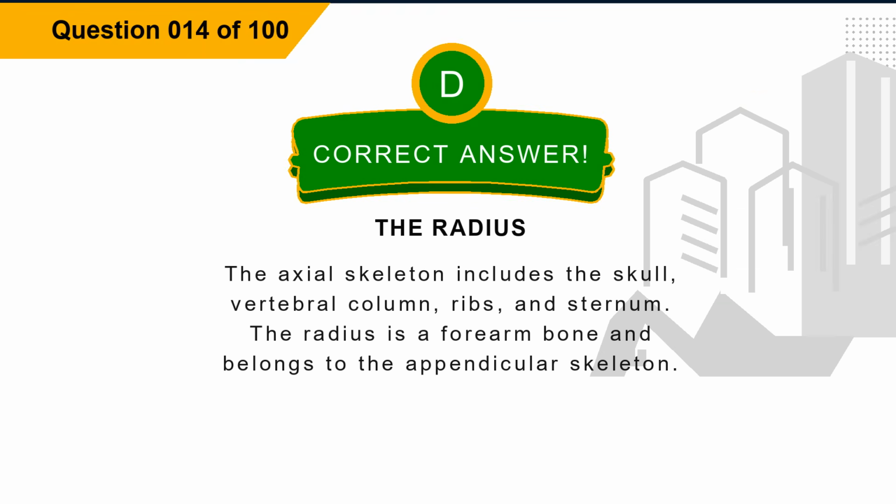Explanation: the axial skeleton includes the skull, vertebral column, ribs, and sternum. The radius is a forearm bone and belongs to the appendicular skeleton.